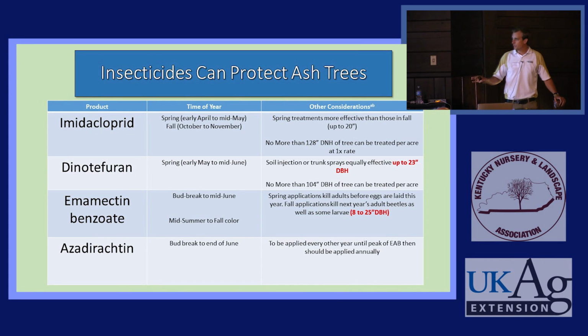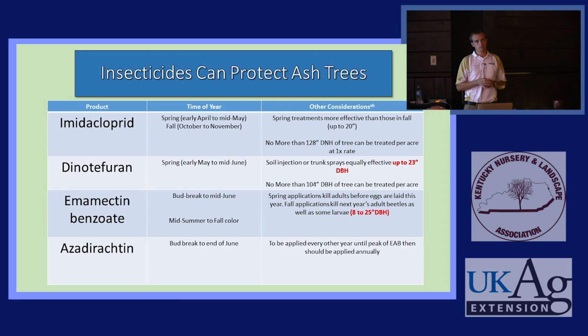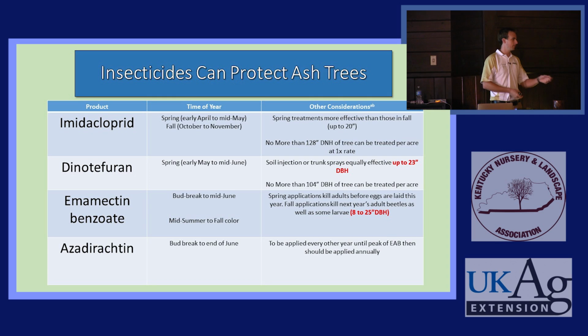Okay, jumping to the insecticides. We have 4 insecticides right now that we can use. Well, technically a 5th, but we usually don't use it because we can use a pyrethroid if we sprayed a really small tree, but we're not going to get into that because we just don't do it really. We have 2 neonics, the imidacloprid and the dinotefuran, emamectin benzoate, and a newer one, azadirachtin. It's not a new pesticide, but it's been recently labeled for emerald ash borer.